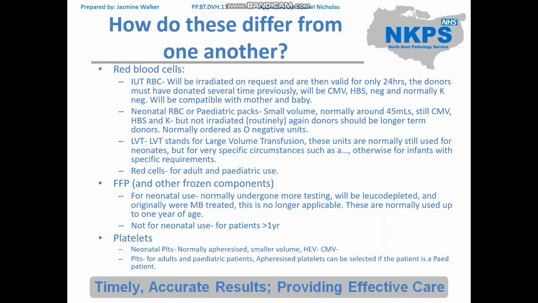So they're not routinely used, and it will be reviewed on a case-by-case basis. And finally, you've got red blood cells, which are just for adults and for paediatric use. So in our hospital, we would choose irradiated red blood cells for paediatric patients. So FFP and other frozen components.